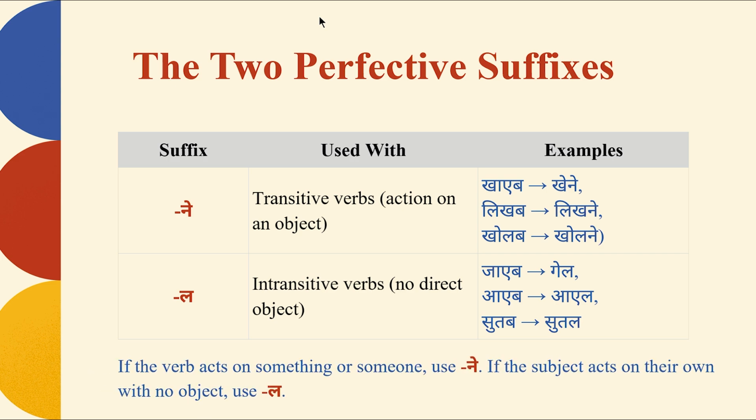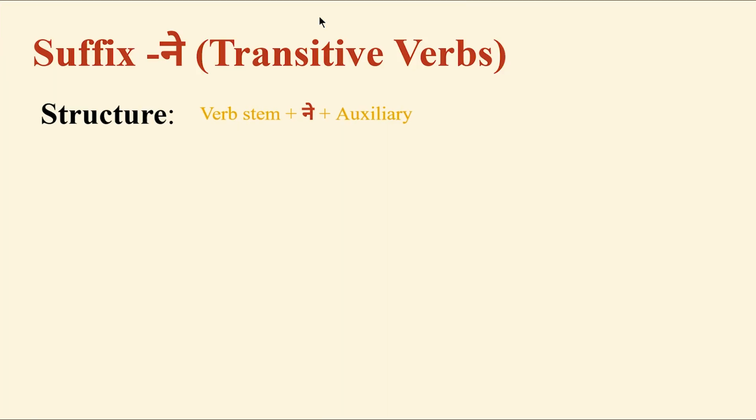Okay. If the verb acts on something or someone, use ne. If the subject acts on their own without any object, use la. This is how you can remember it. Okay. So let's look at the suffix ne, which is used with the transitive verbs.